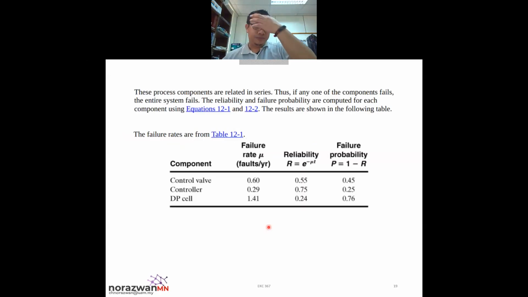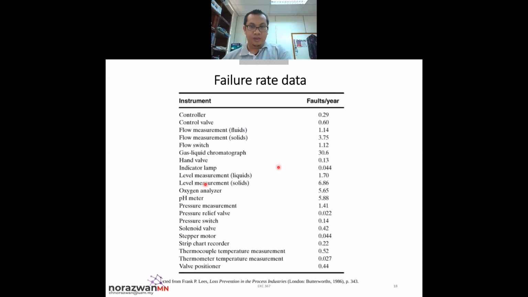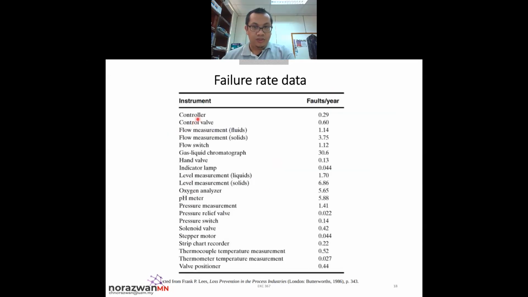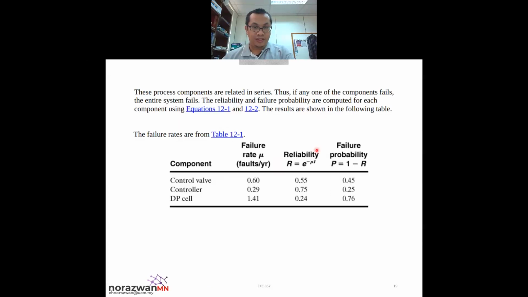Okay, so what is your control valve failure rate, mu? Okay, this is mu. So the control valve is 0.6. What is your controller failure rate, or what is your controller mu? Controller mu is 0.29. Okay, control valve, controller, then DP cell.